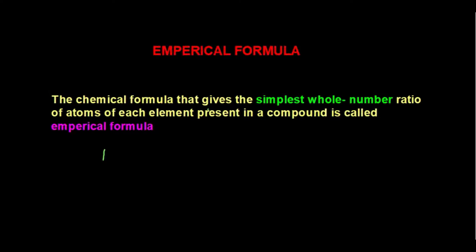For example, if we have hydrogen peroxide, the simplest whole number ratio between the hydrogen and oxygen atoms in hydrogen peroxide is 1:1. So that's why the empirical formula for hydrogen peroxide is HO. In this compound, hydrogen and oxygen are present in the ratio of 1:1. That's why the empirical formula for hydrogen peroxide is written as HO. Let's see some more examples.